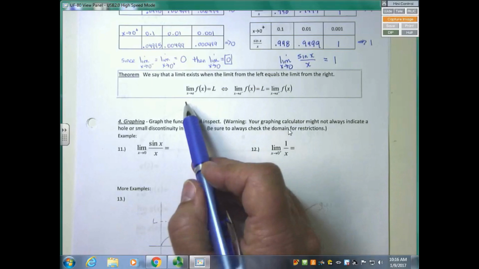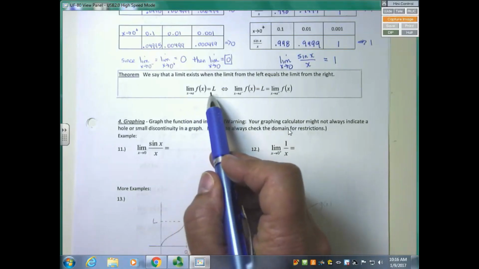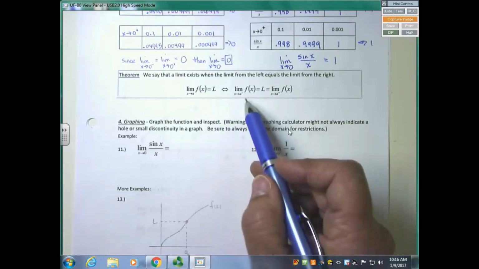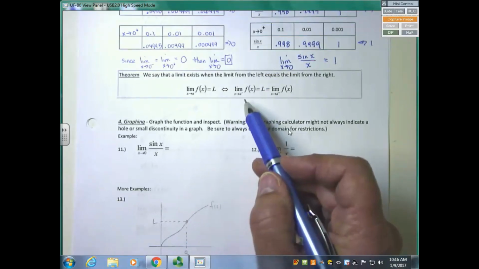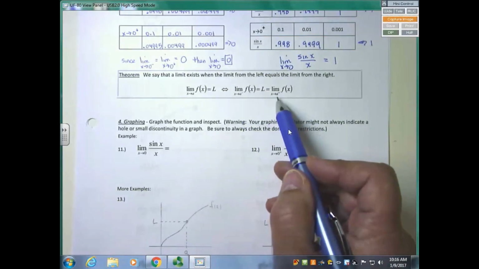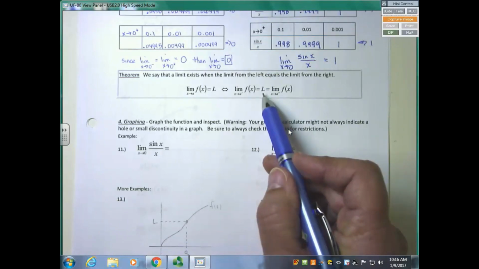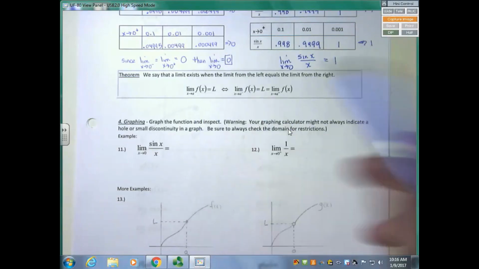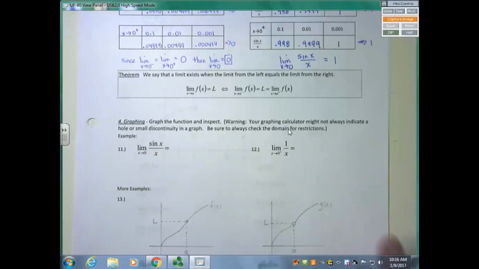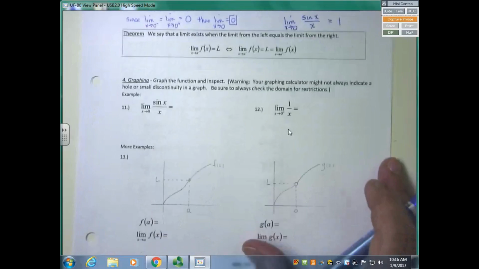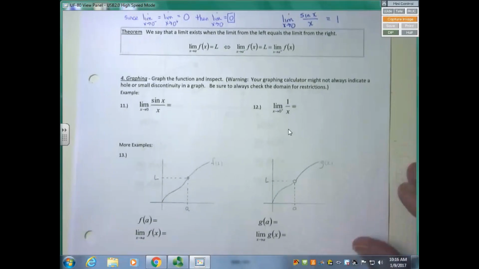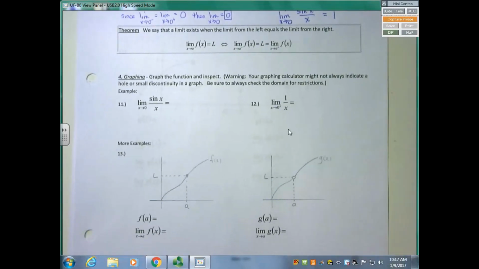So the limit as x approaches a of a function equals L if and only if, that's what that little sign means, the limit as x approaches a from the left and the limit as x approaches a from the right both equal L. If that's not true, then this can't be true. Okay? All right. Now, there's a third way that you can find limits, and that's by looking at the graph. Sometimes that helps. It just depends on the number. If it's a nice whole round number and you can see it on your graph, then great. Otherwise, you probably are going to have to use the table.